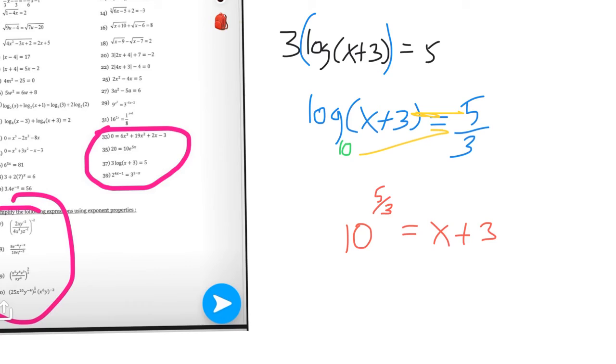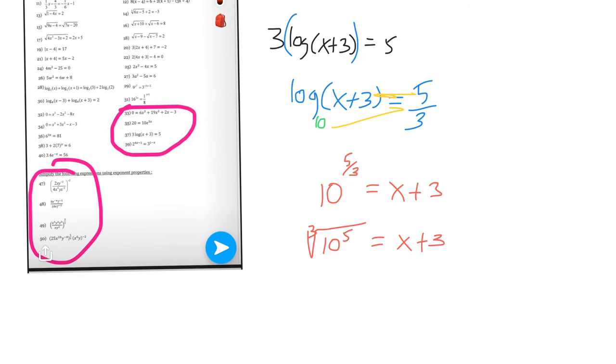Now, obviously, we may be a little confused by the 5/3. We could rewrite that if we had to as the cube root of 10 to the 5th. That's a way to go. But the bottom line is, we are perfectly poised to solve for x right now. All you have to do is subtract 3 from both sides. I'm going to keep it as 10 to the 5 thirds because that'll be fairly easy to plug into your calculator. So it's 10 to the 5 thirds minus 3 equals x.